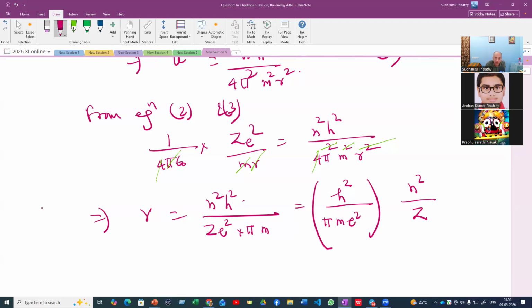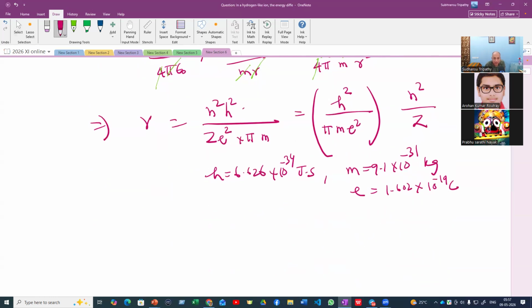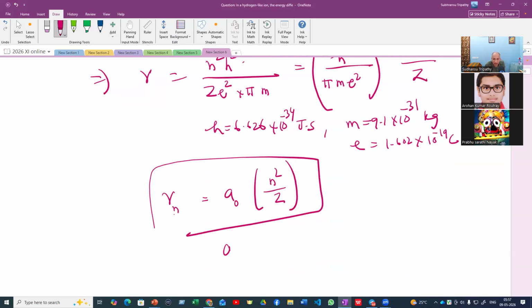Yes. So if you use the value h is equal to 6.626 into 10 to the minus 34 joule second, and pi is 3.14, mass of the electron is 9.1 into 10 to the minus 31 kg, all SI, and the charge of one unit, electron or proton, is 1.602 times 10 to the minus 19 coulomb, you will find a constant, that the radius r subscript n is equal to, we call it a naught into n square by Z. This a naught you will find will be 0.529 into 10 to the minus 10.